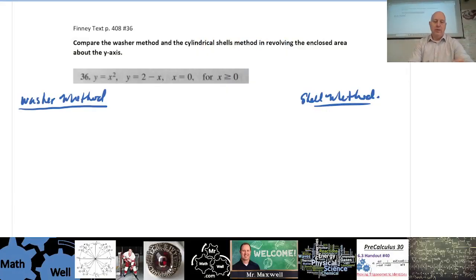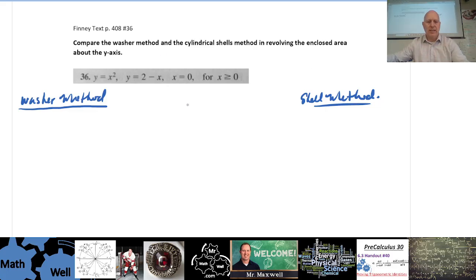All right, so this is the washer method versus the shell method question. This is number 36, page 408 in your orange Finney textbook there. And we want to compare the two methods. With the washer method, you have to switch the x's and y's around, and everything becomes in terms of y when you're rotating around a vertical axis. So the shell method is much easier. So we'll start with the old washer method. You should know how to do this one.